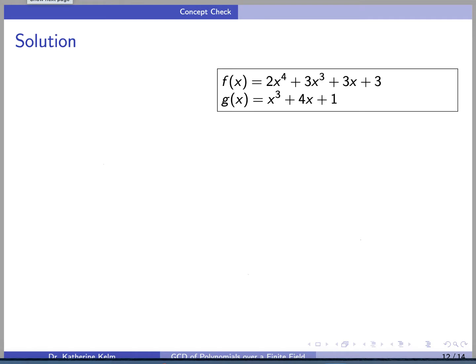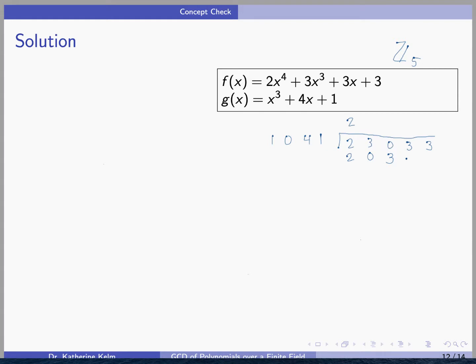Okay, so for part 1, we are looking for the GCD of f of x and g of x. So let's use the Euclidean algorithm and divide f of x by g of x and get quotient and remainder. 2 times 1 is 2. 2 times 0 is 0. 2 times 4 is 8, which is 3 in Z5. So maybe we'll note here that we're working over Z5.